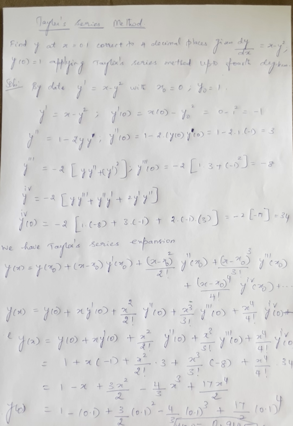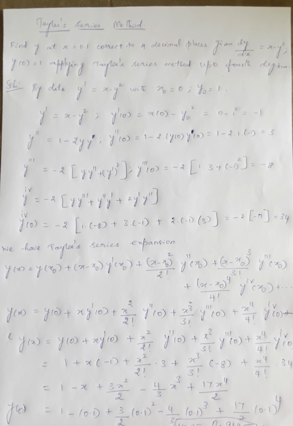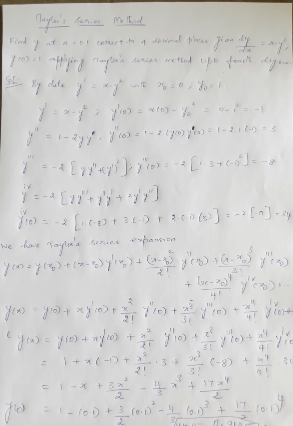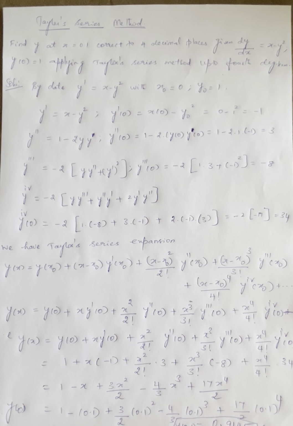On substituting and differentiating at 0, we get that it is going to be 34. So we know the values of y triple dash, y double dash, y dash, and y; I am substituting all the values, and on simplification it is going to be 34.